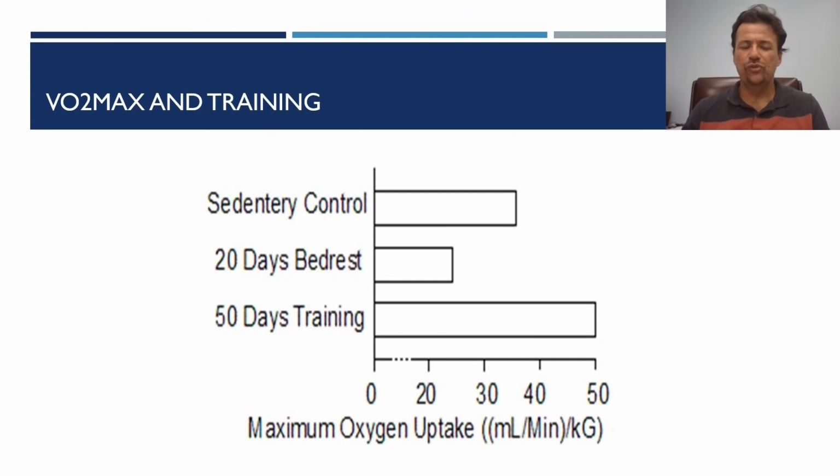This graph just shows you that training does indeed increase the VO2 max, the amount of maximum uptake. You can see if you just take an average person who's not doing much exercise, and you compare them with two groups, one who undergoes 20 days bed rest and another who's had 50 days of training. The one who's undergone bed rest, doing even less than the sedentary control, you can see their VO2 max has gone down. But the one who's undergone 50 days training, you can see there's a significant increase in their VO2 max.